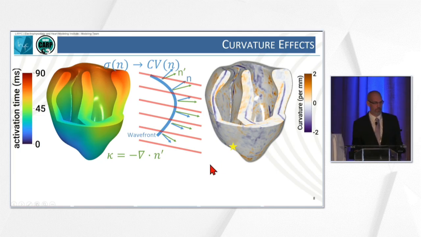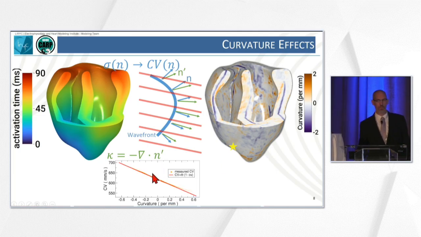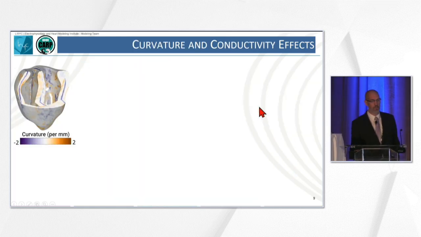And how does curvature affect conduction velocity? It's pretty much a linear dependence. This has been well established. And you can see it can have a significant range on the conduction velocity, going from, here I have the graph from 700 to 550 over curvature from minus 0.6 to 0.6 per millimeter, and you can get higher values than that within this structure.